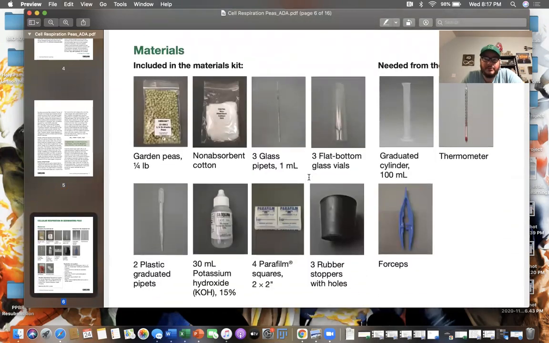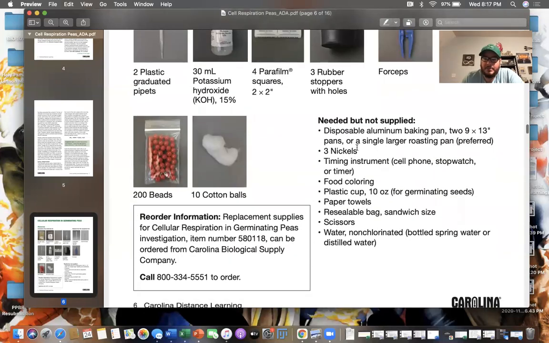All right, perfect. So you're unpausing the video. You've read the background. Now we're ready to get into the experiment. For this, you're going to need all the materials from the lab kit specific for this lab, as well as your 100 milliliter graduated cylinder, your thermometer, and your forceps, which are at the other end of the table, so I'll grab them later. You also need a disposable aluminum baking pan, or I have a roasting pan, so you can use that as your water bath. You need 3 nickels and a timing instrument, so a cell phone would work.